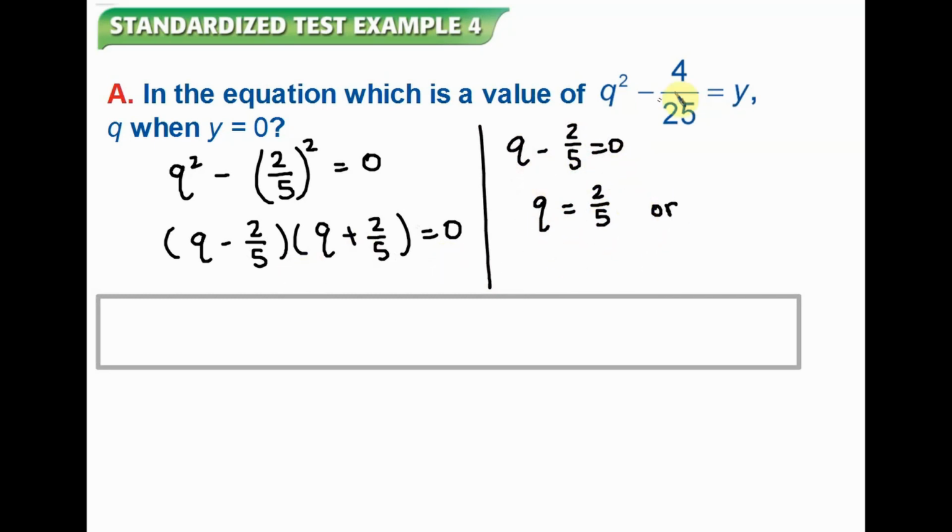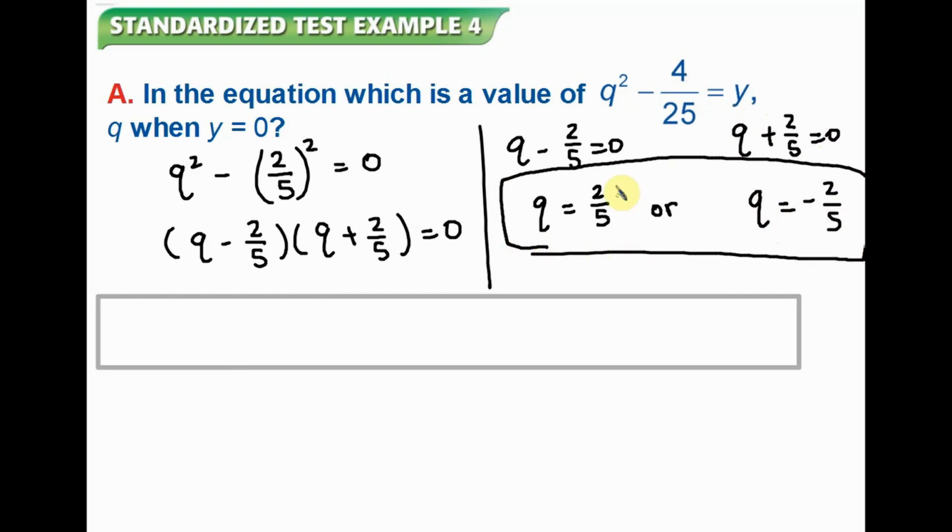Or, remember, you have to do it one more time. q plus 2 over 5 is equal to 0. In that case, q has to equal negative 2 over 5. So this is going to be your answer of part A, where q has to equal 2 over 5 or q is equal to negative 2 over 5. And then you will get the answer 0.